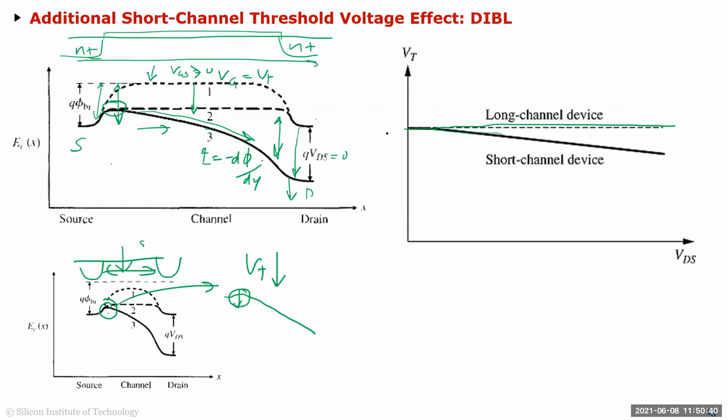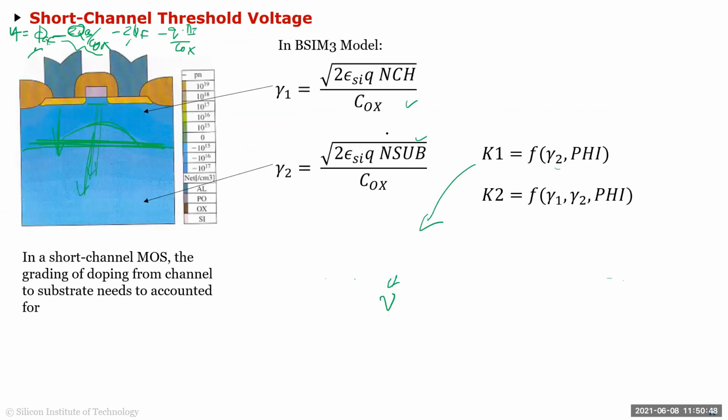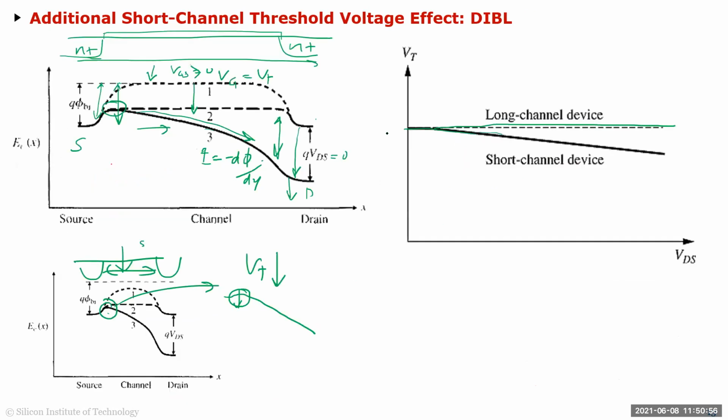All right, any questions on these two effects we have discussed so far? The short channel threshold equation, because of the gradation, and this is really a phenomenon I've just told you. I haven't shown you any equation or anything like that. Like I said, they are complex fitting parameters really, but just so that you know the physics behind it. And this is the DIBL, the drain induced barrier lowering effect. Any questions?